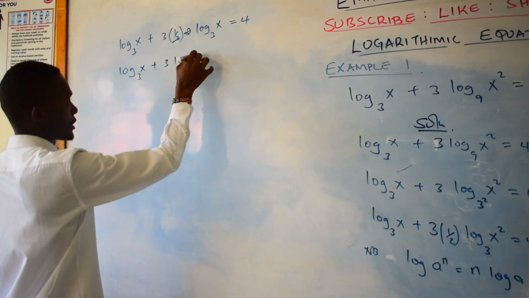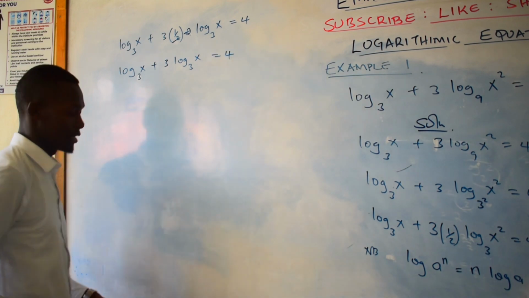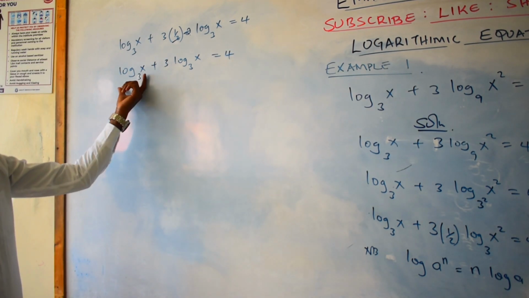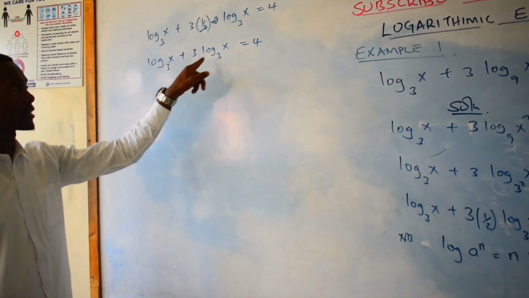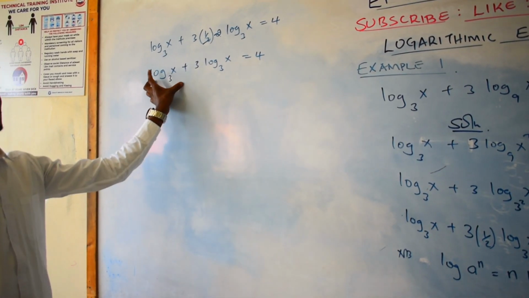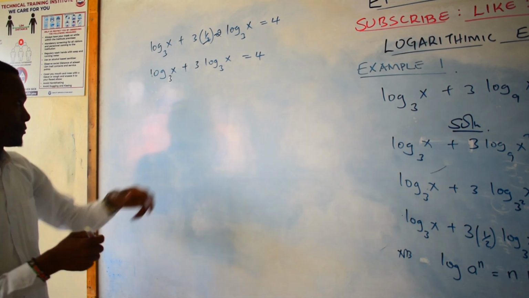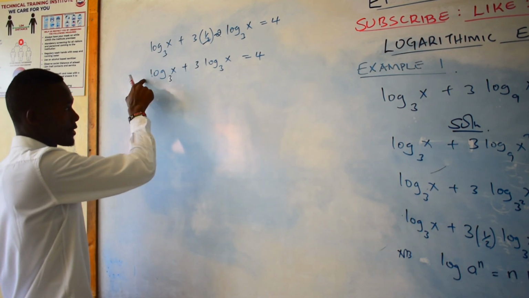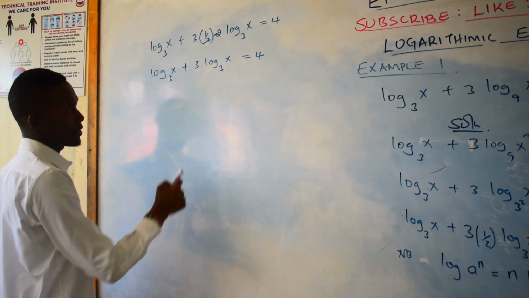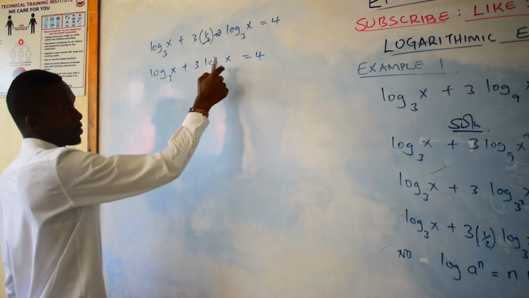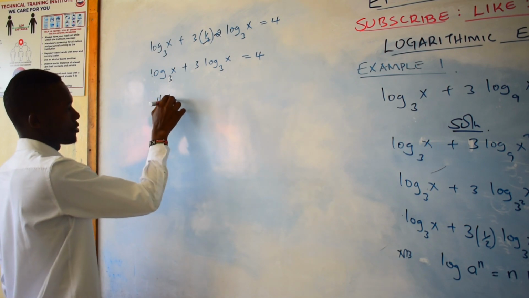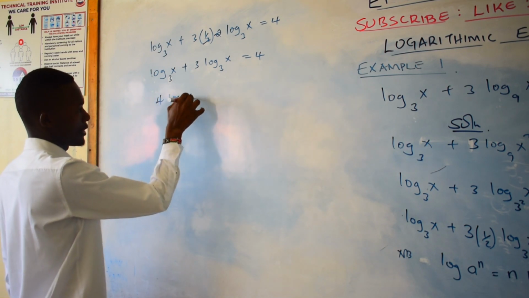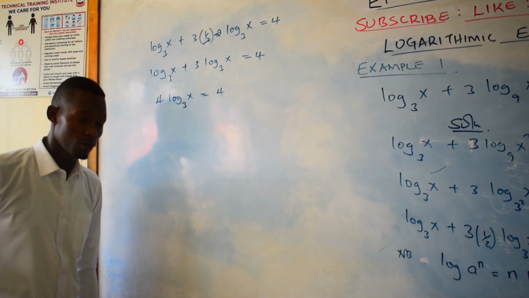The log of 3x equals 4. Now you can note this term and this term are the same: log of x to base 3. So this one is 1 log x to base 3, and this one is 3 log x to base 3. So what is the total? There are 4 of them. So 4 log to base 3 of x equals 4.